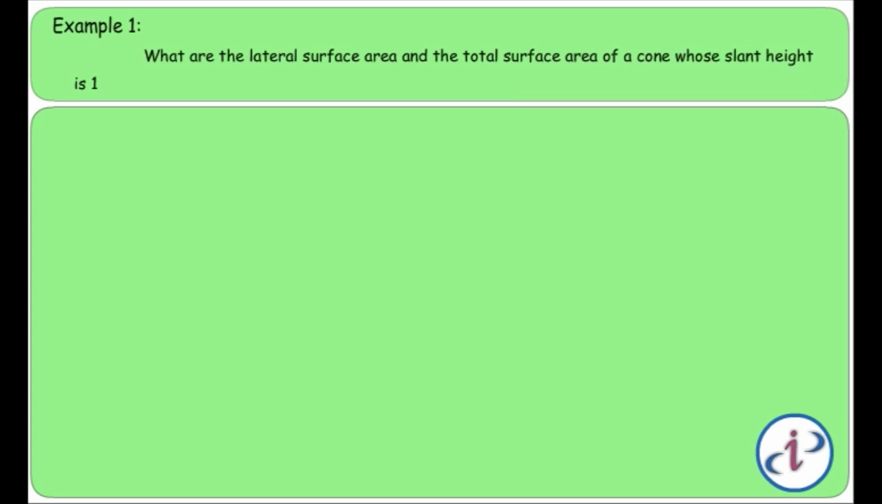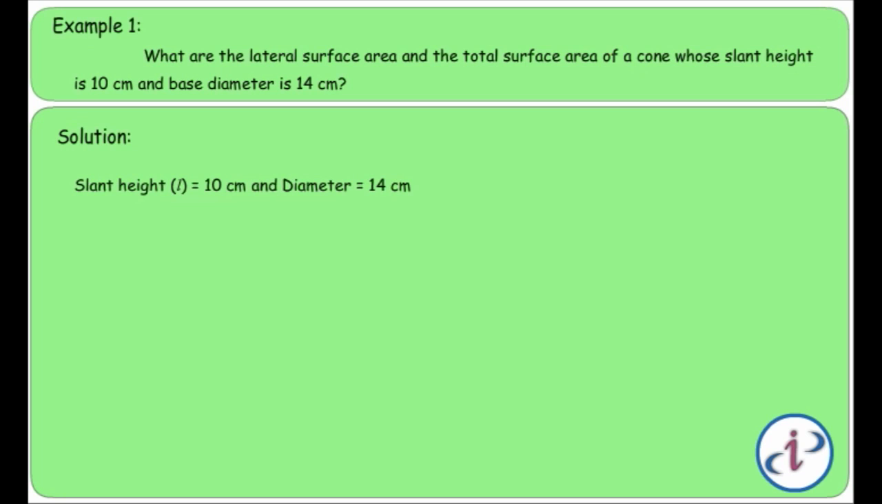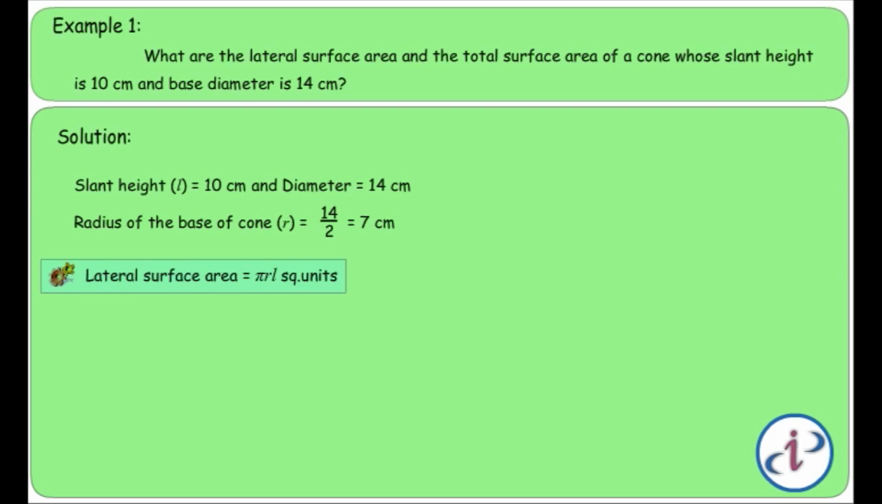Example 1. What are the lateral surface area and the total surface area of a cone whose slant height is 10 cm and base diameter is 14 cm? Solution. Given that slant height l is equal to 10 cm and diameter is equal to 14 cm, radius of the base of the cone r is equal to 14 divided by 2, which is equal to 7 centimeters. We know that lateral surface area of a cone is equal to pi r l square units. Substituting the values of r and l, we get 220. Thus, lateral surface area of the cone is equal to 220 centimeters squared.